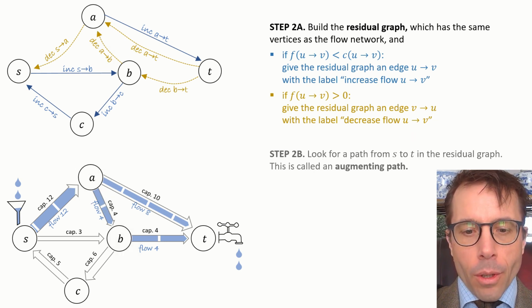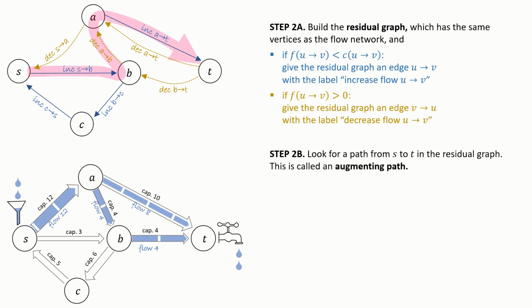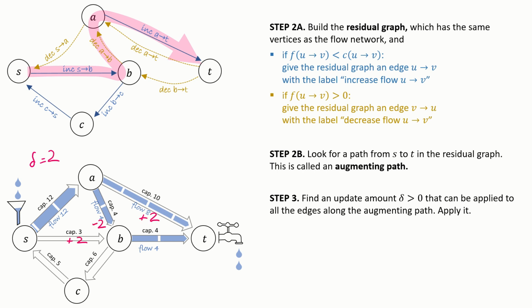Okay, so this is the residual graph. The next thing we do is we find an appropriate sequence of edges on which to update flow. In other words, we find a path from S to T in the residual graph. Such a path is called an augmenting path. The last step is for the oil executive to adjust the flow along all the edges of this path.